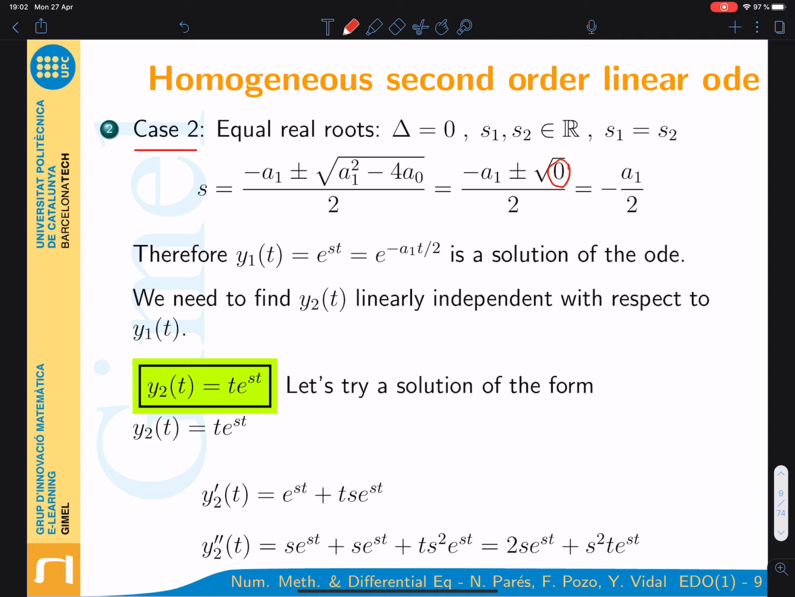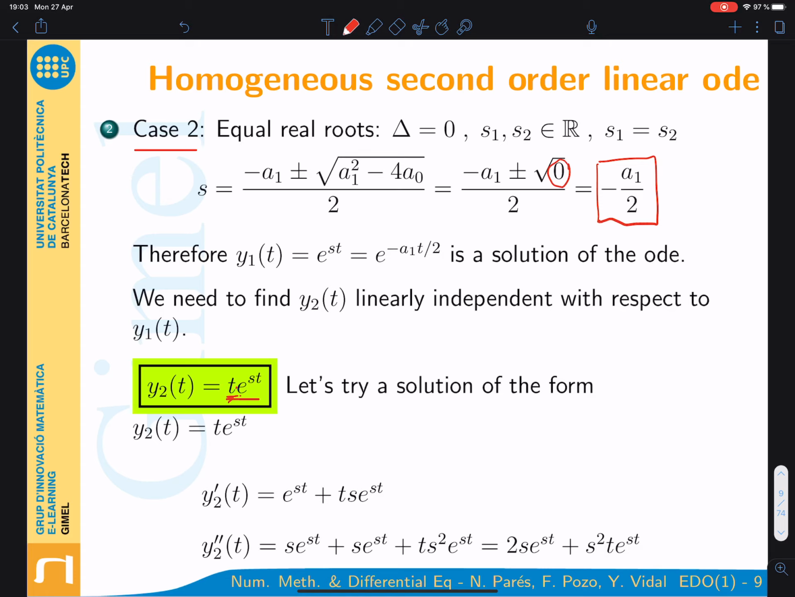inside the root is 0. So, of course, we get only one solution for this second order equation. So we need another solution because this is only one particular solution and I need two of them. So what we will do is we will try with this type of particular solution, which is just the exponential we had before, but multiplied by t.